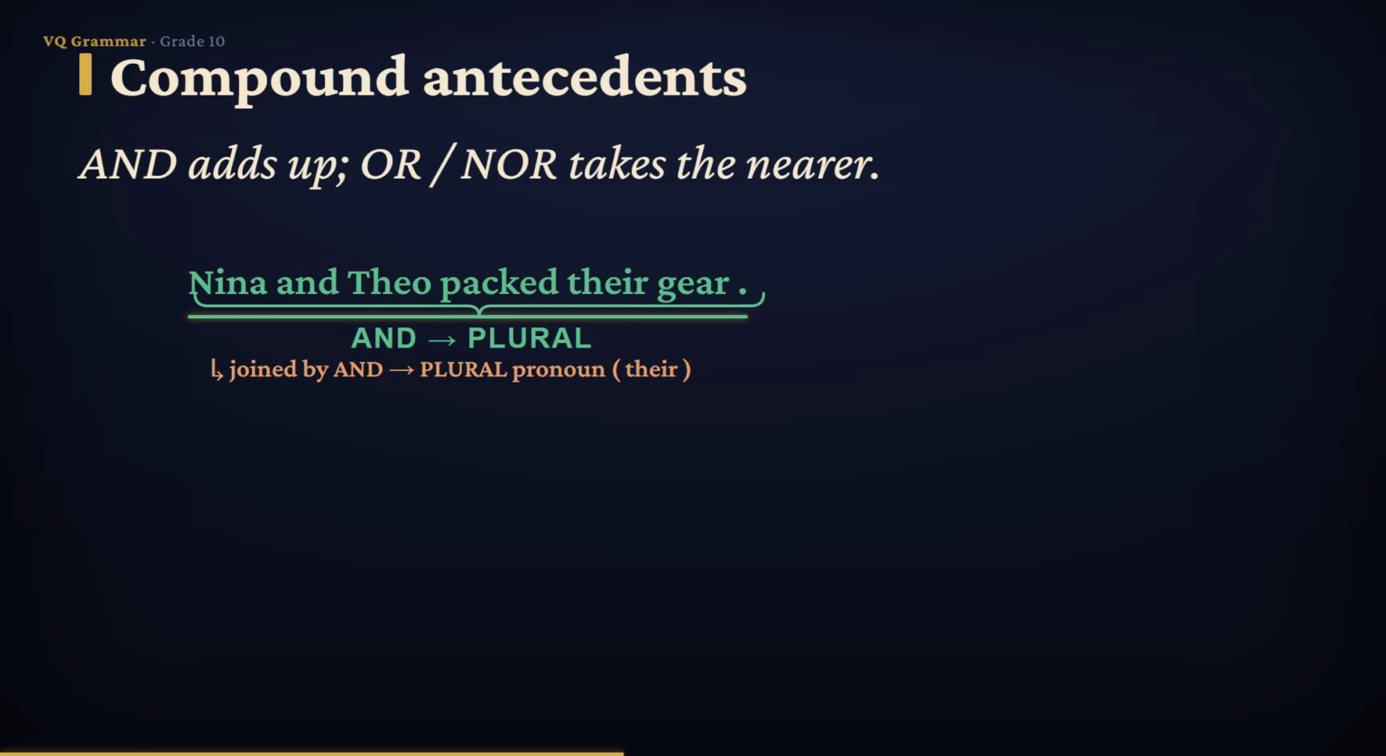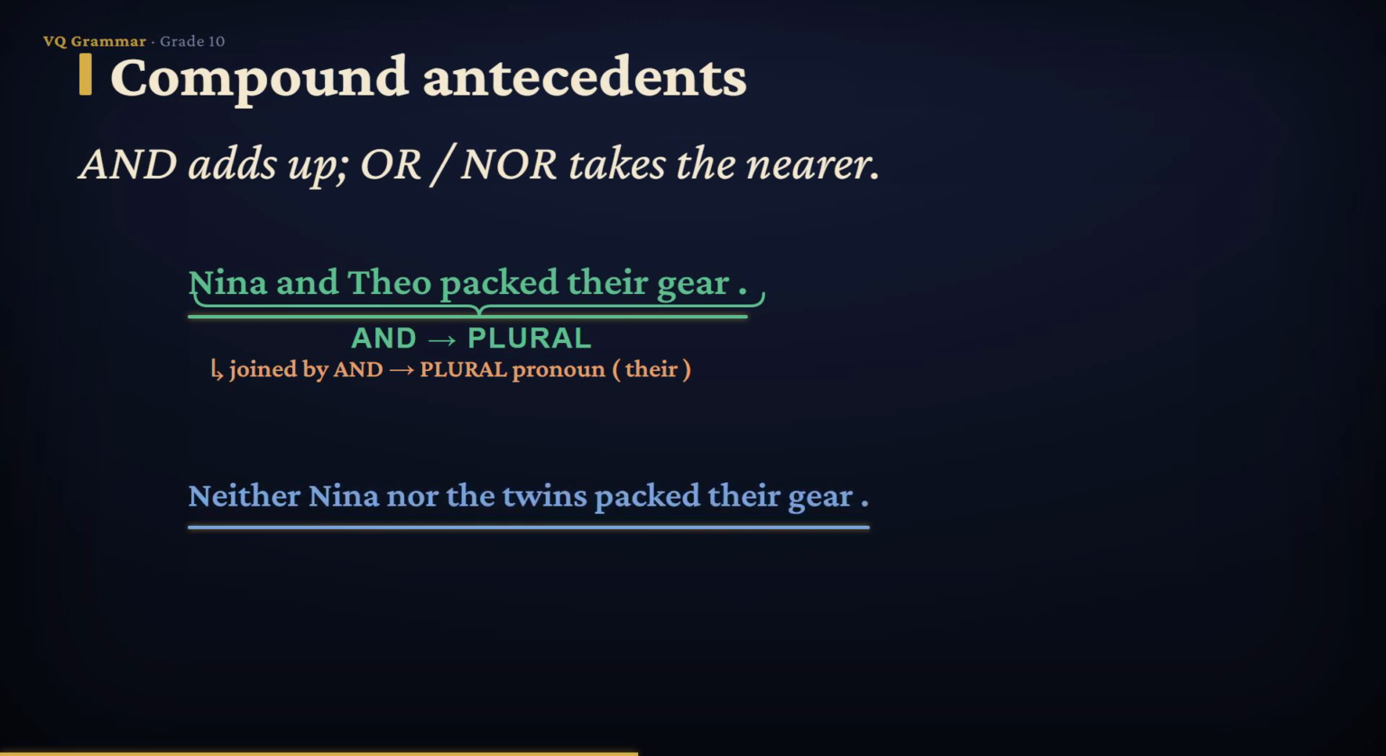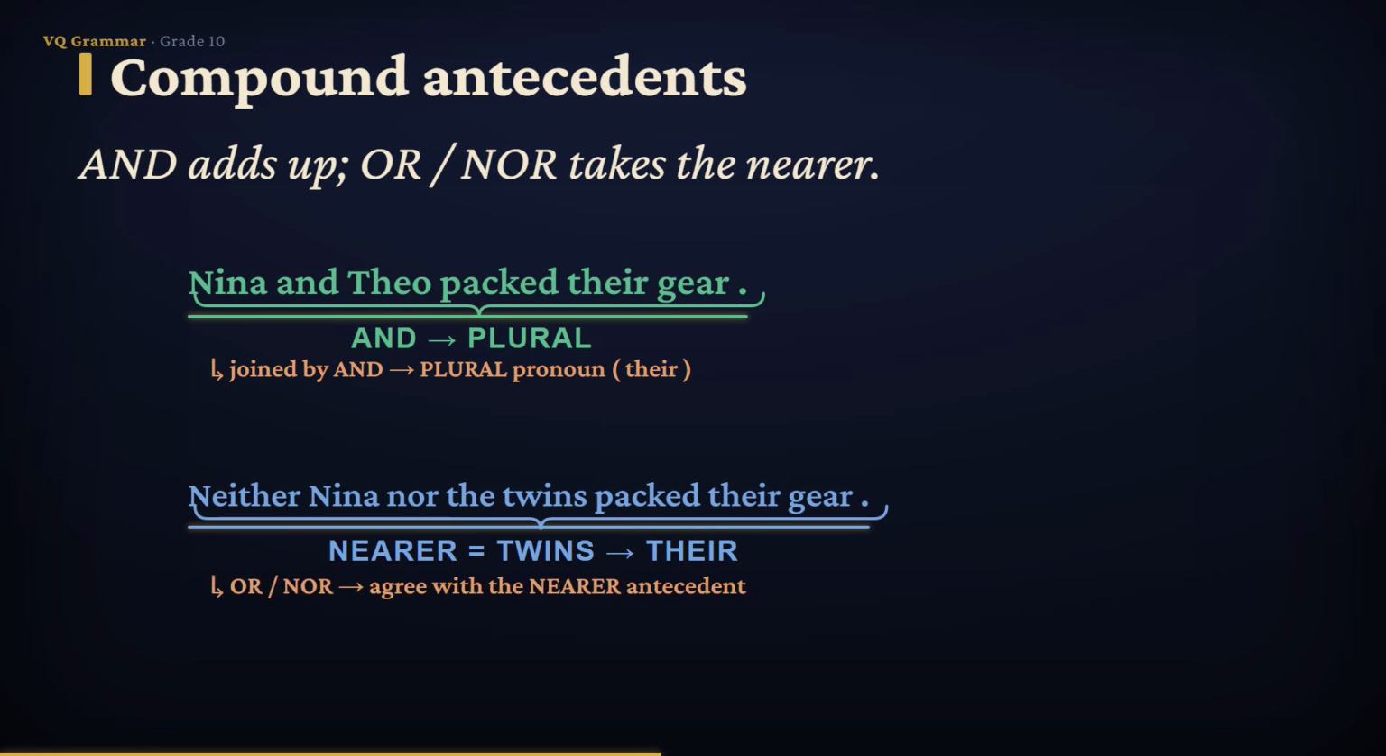Instead, the pronoun agrees with the nearer antecedent, whichever one is sitting closest to it. Neither Nina nor the twins packed their gear. Here, the nearer antecedent is twins, which is plural, so the pronoun comes out plural too.